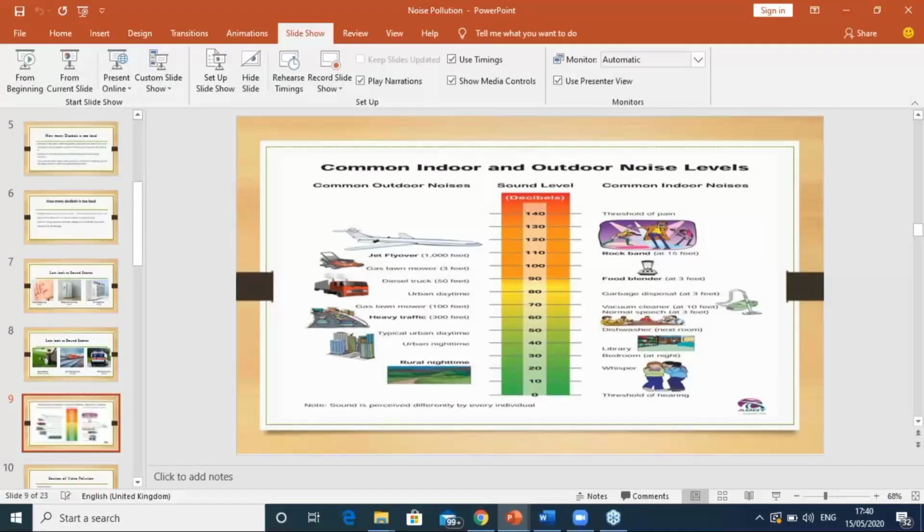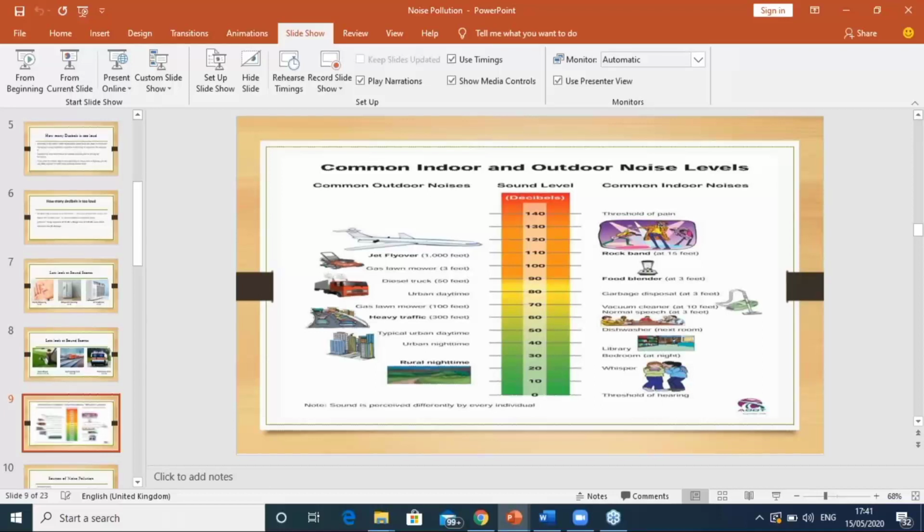I don't know if you can see very well. There's a measurement where the sound level is between 0 to 140 decibels, the one you have in the middle. So it's like a ruler, 0 to 140 decibels. Now let's start from point 0.